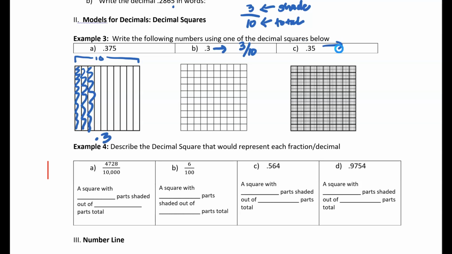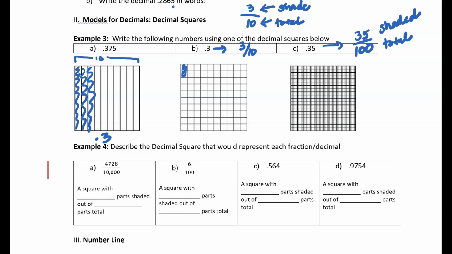So 0.35 as a fraction is 35 hundredths, and the reason it's hundredths is because it goes out 2 places. So it's tenths place, hundredths place. So that means 100 total pieces in the picture, and then 35 shaded. So we have to find the picture where it has 100 pieces, and that would be this middle one. So there's 100 squares in there. We need to shade 35 of them.